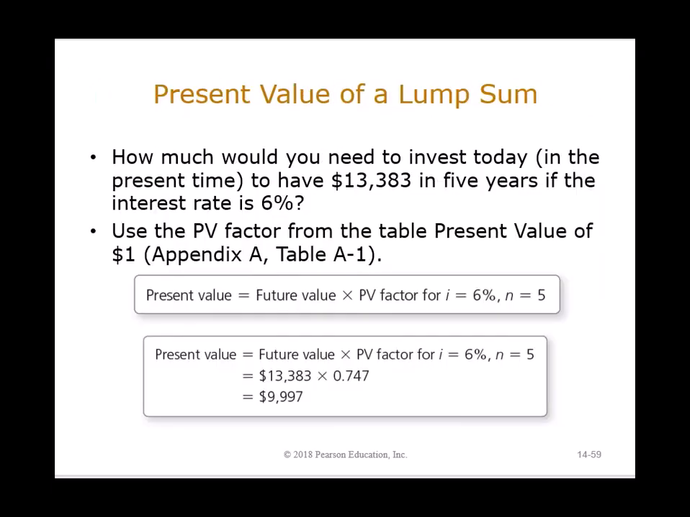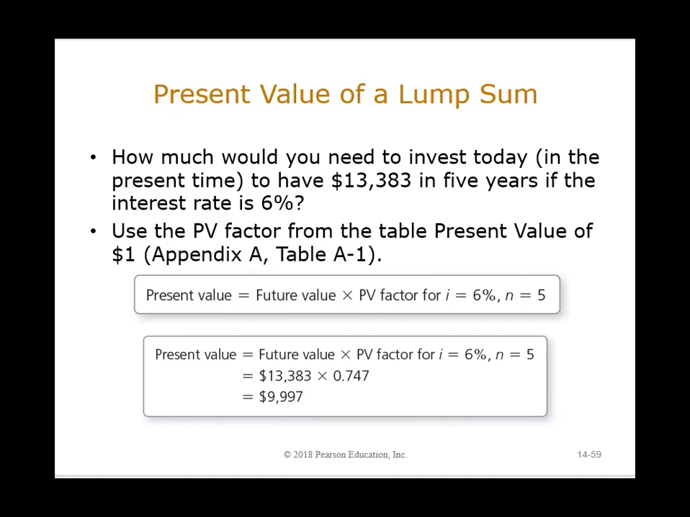Okay, so let's look at the basic calculation of how we compute the present value of a lump sum. If we want to know how much we would need to invest today to have $13,383 in 5 years, if the interest rate is 6%, then we can use the present value factor table, table A1, to make this calculation.